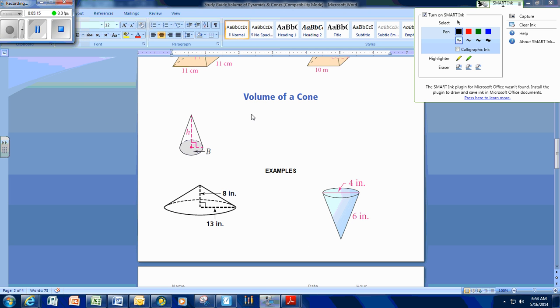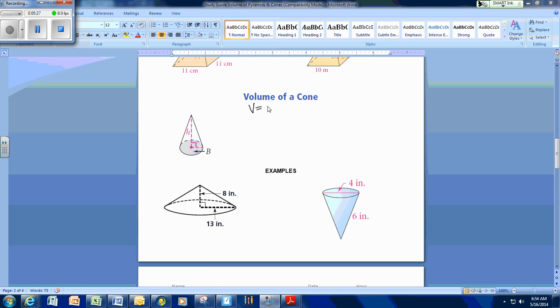Okay, now let's talk about the volume of a cone. A cone is exactly 1/3 of a cylinder with the same size base. So the volume is going to be, again, the area of the base times its height divided by 3. But the area of the base is always going to be a circle, so we can have a fixed formula for the area of that base. Since it's a circle, it's going to be pi r squared times its height divided by 3. So this is our formula for the volume of a cone.